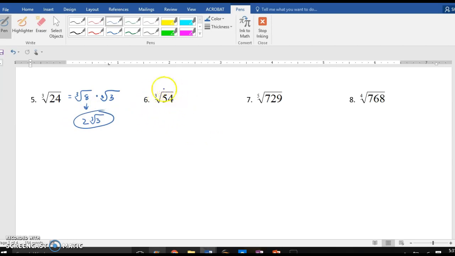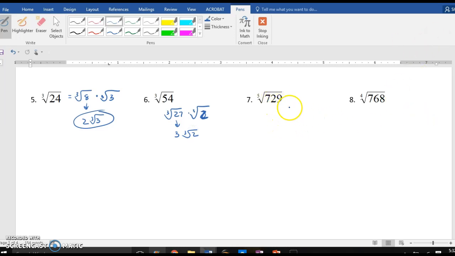Okay? What's the largest perfect cube that goes into 54? Right? I look at that list, you have 8 doesn't, 27 does. Cube root of 27 times what times 27 will give me 54. Oh, sorry, 2. And what is the cube root of 27? 3. So it's 3 cube root 2.